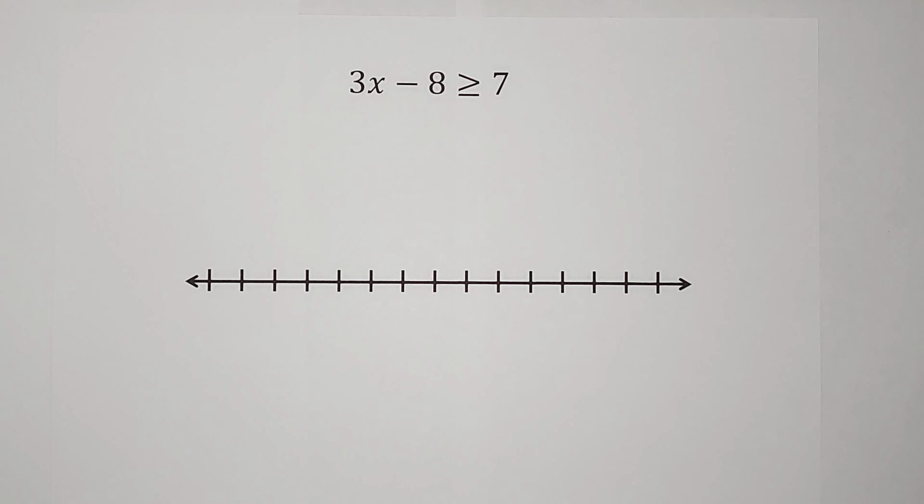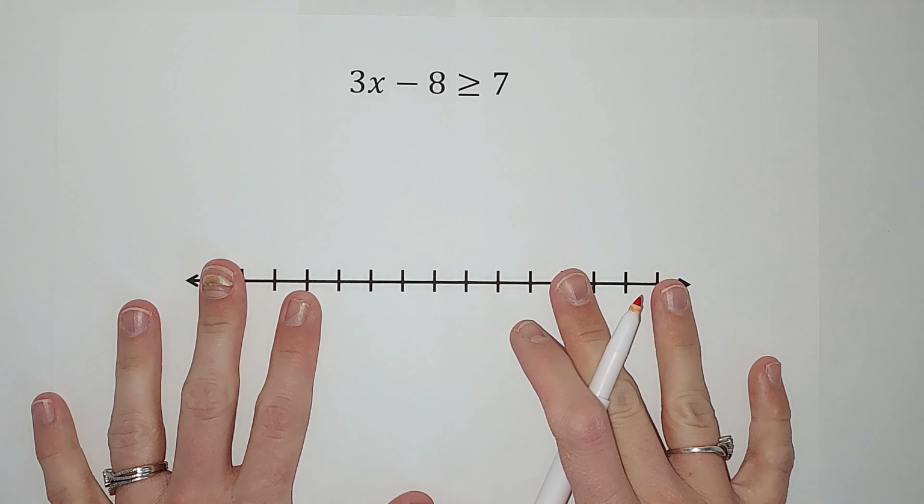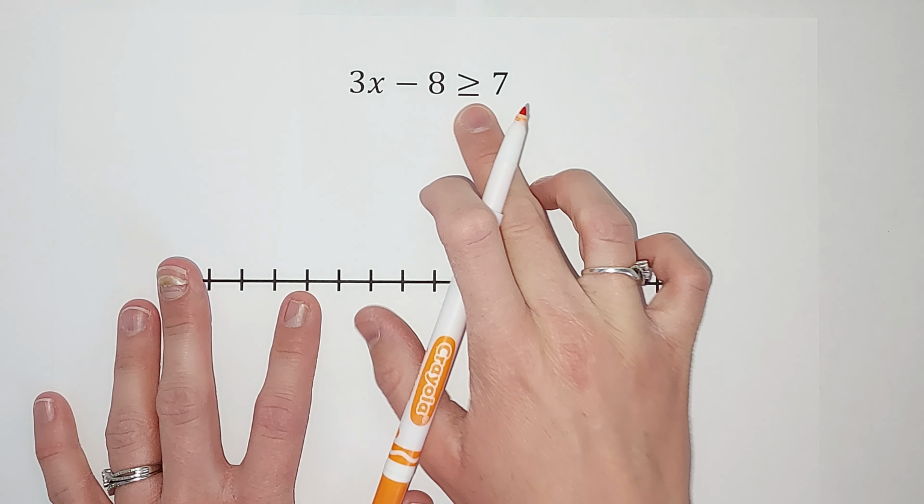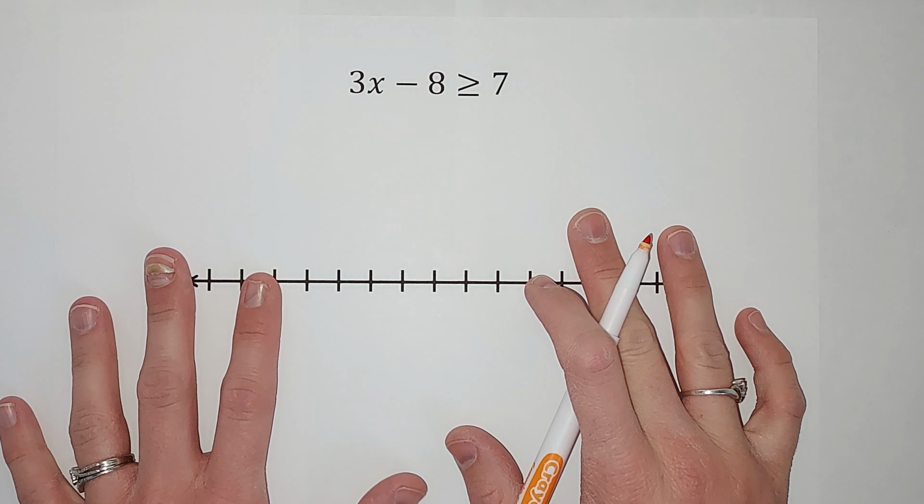Hey guys, we are going to solve this inequality today and then graph it. Okay, so we have 3x minus 8 is greater than or equal to, that's what that line underneath means, greater than or equal to 7.